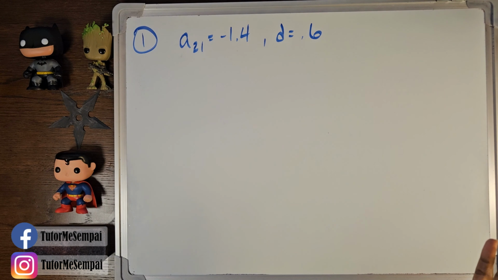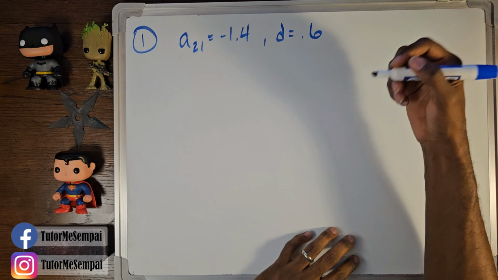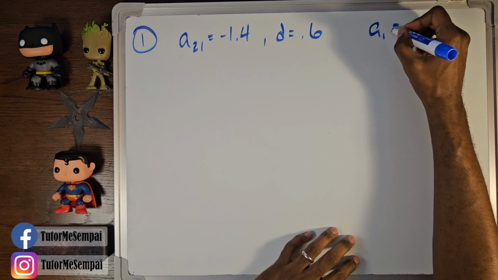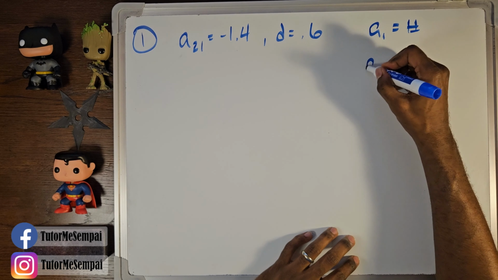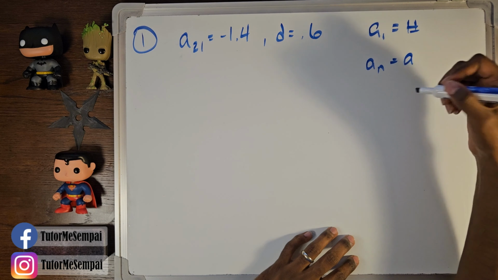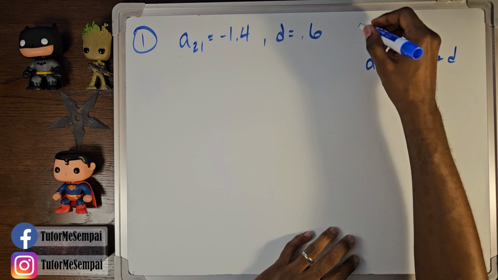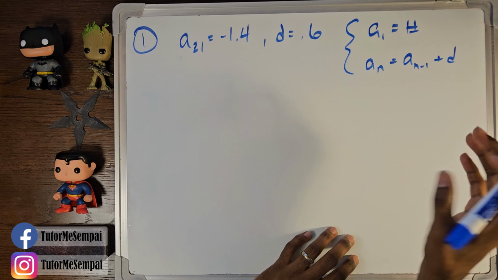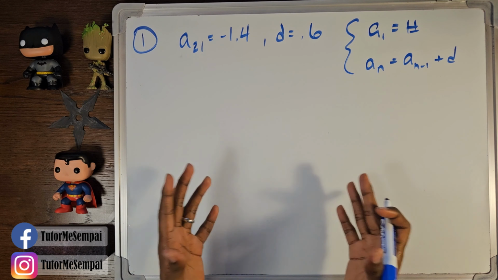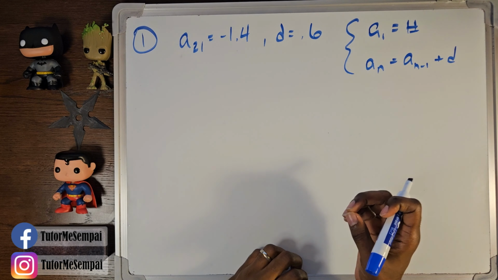So to get started, let's first cover our general form of our recursive formula. Remember, it comes in pairs. So you have your a sub 1 equals some number, and you have your a sub n, your current value, equals your previous value, plus the d that we talked about, our difference or distance between any 2 consecutive terms. When asked to find your recursive formula, this is pretty much what they're talking about. This pair here is what they're asking for.